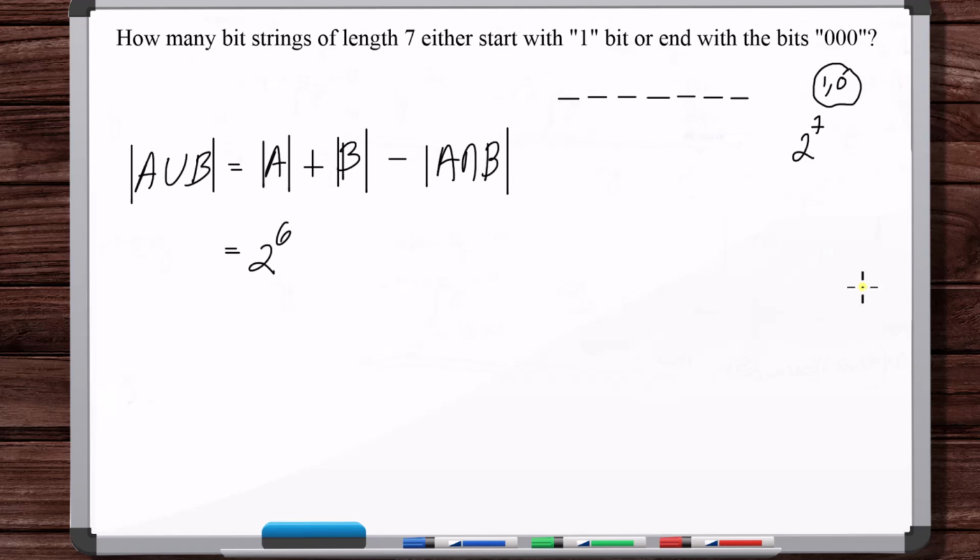Now, what about B? How many elements are in B? So how many strings start with or end with 000? Well, it's just going to be 2 to the 4th.